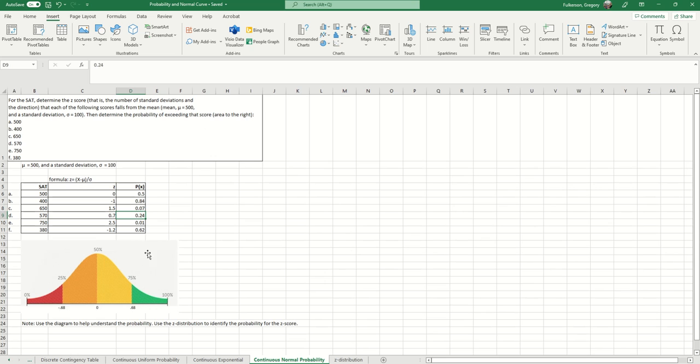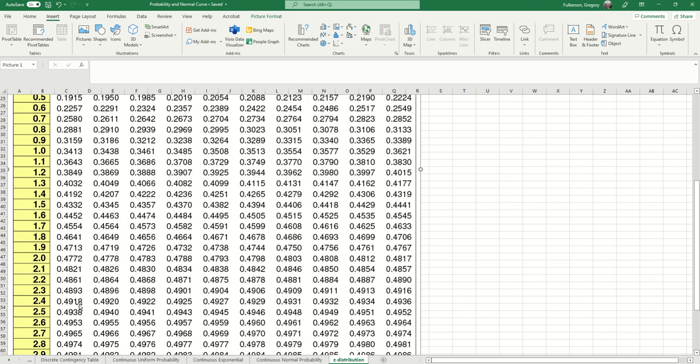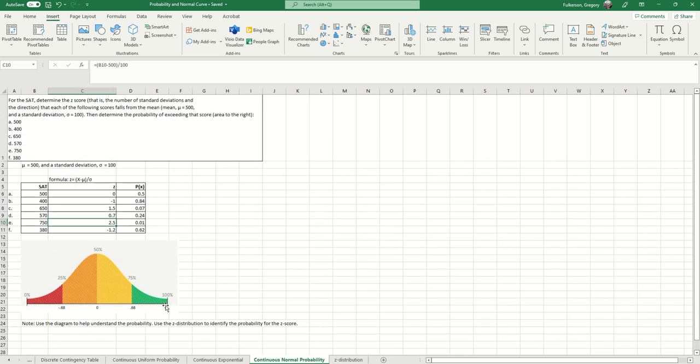What about a 750? That's a very difficult score to achieve, so I go to 2.5, and you get 0.49 plus 0.5, so only 1% remaining to the right of that. 0.01 as a proportion. Probabilities are usually shown as proportions instead of percentages.